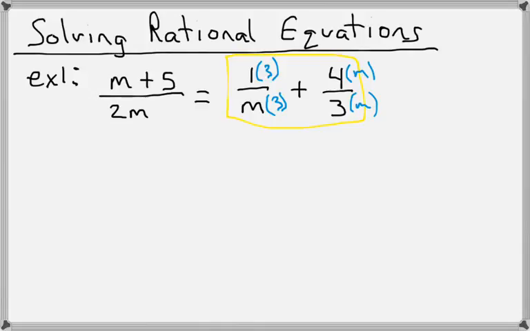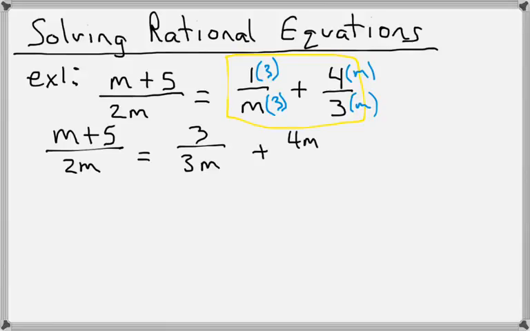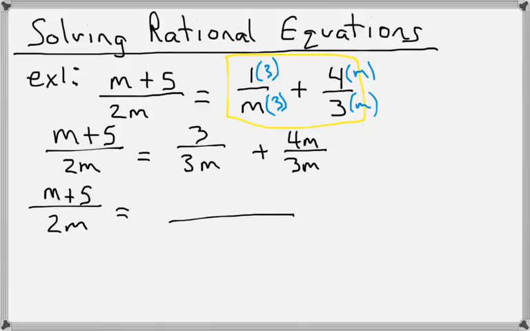I have not touched the fraction on the left, so I'm just going to copy it down. And now I have 3 over 3m plus 4m over 3m. I now have a common denominator, so again, leave the fraction on the left. We have not worked with it yet. So now we have the ability to combine those into one fraction with a common denominator of 3m. We are going to take all of this numerator and add it to all of this numerator. So we have 3 plus 4m.